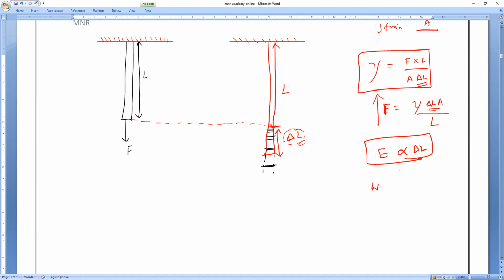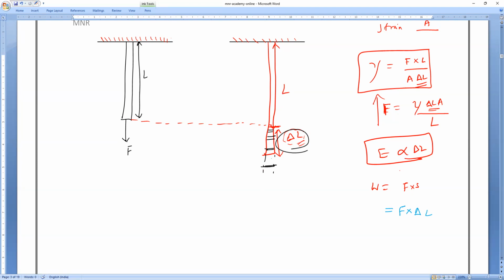Then work done is equal to force into displacement, as we all know. What is the displacement, everybody? The displacement is delta L only. Am I right? So in place of the displacement, I will write delta L. Now, does this force remain constant or variable? That is what I want to ask you.